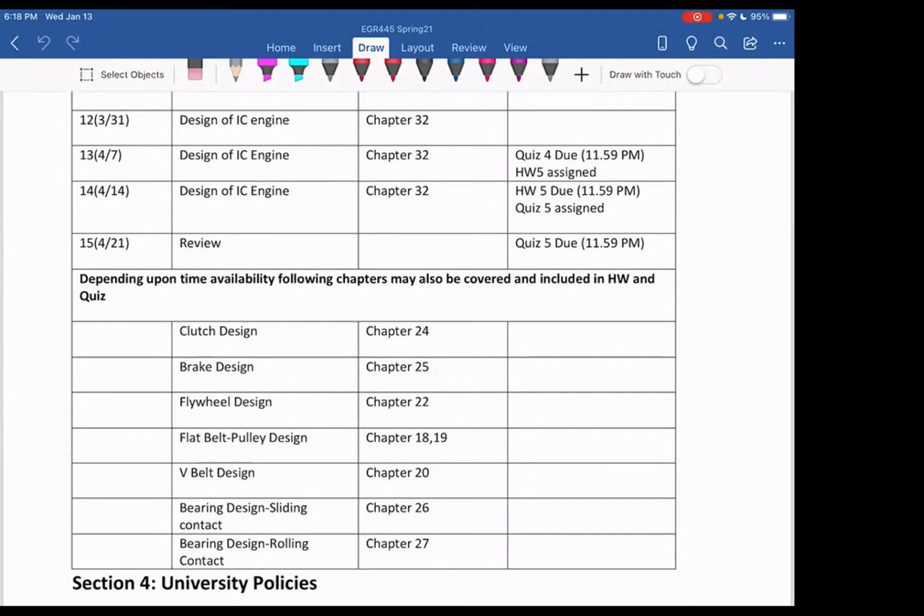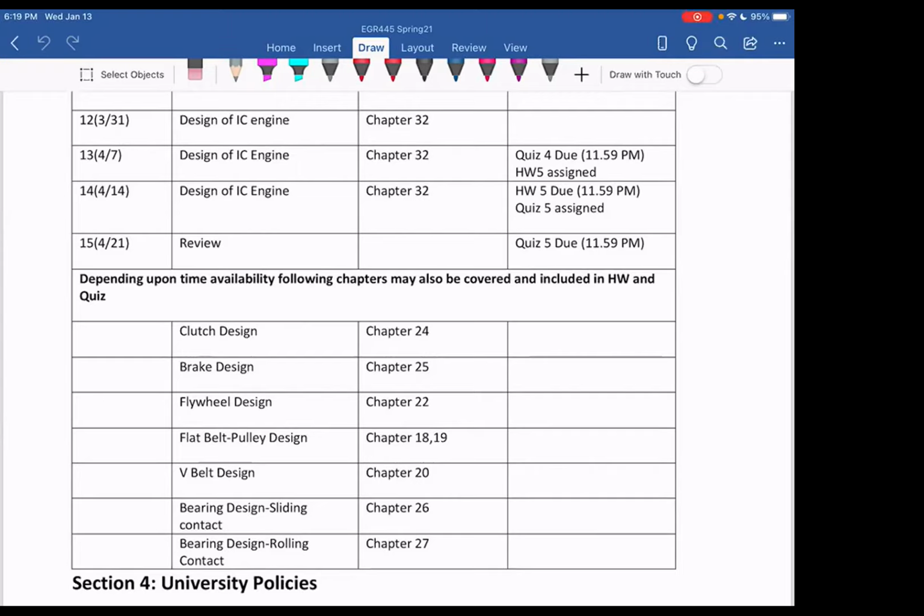Where are they used? For example, if you're driving slightly older cars, you will see that the drum brakes are on the rear wheels and the disc brakes are on the front wheels. So why is it designed like that? What are the advantages and disadvantages? So we will talk about brake design. Then we will talk about the flywheel design.